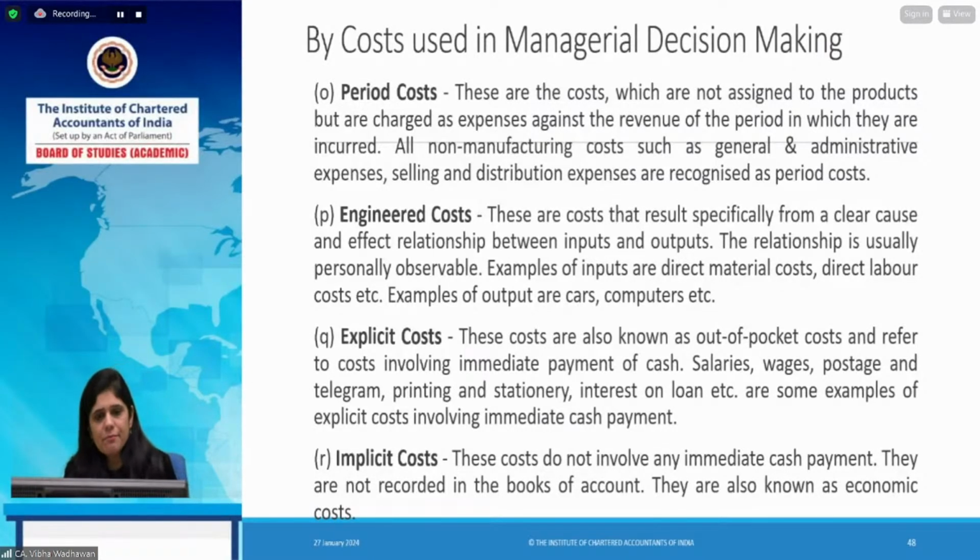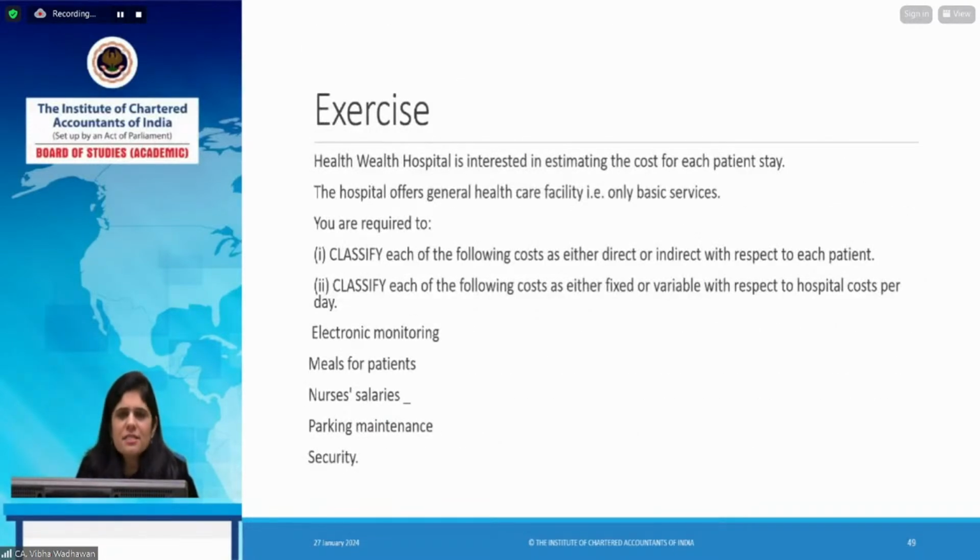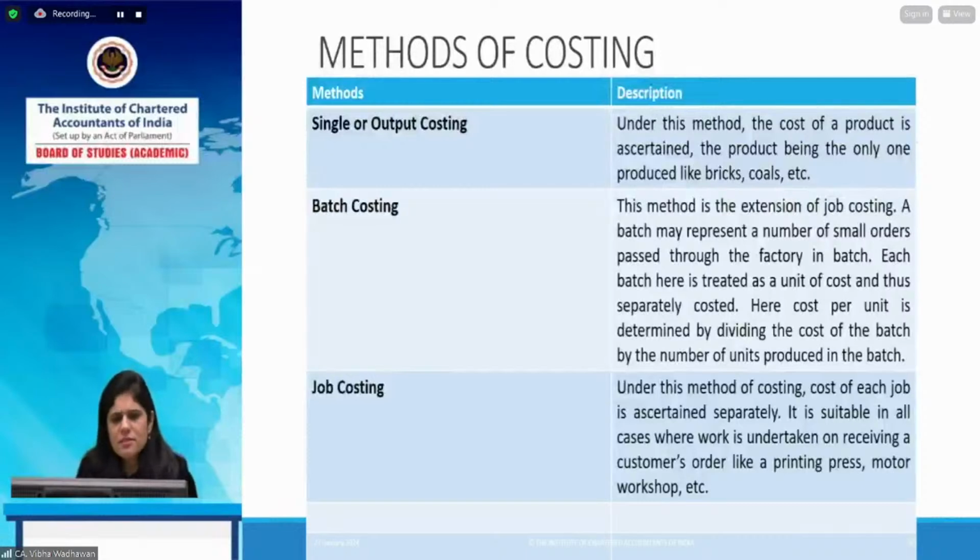ऑलराइट, सो दैट इज इम्प्लिसिट कॉस्ट। तो एक्सप्लिसिट का ऑपोजिट है इम्प्लिसिट, इंजीनियर्ड का ऑपोजिट है डिस्क्रिशनरी, पीरियड कॉस्ट का ऑपोजिट है प्रोडक्ट कॉस्ट। ऑलराइट, so let us quickly move forward. So this is an exercise will be shared and you can practice it.